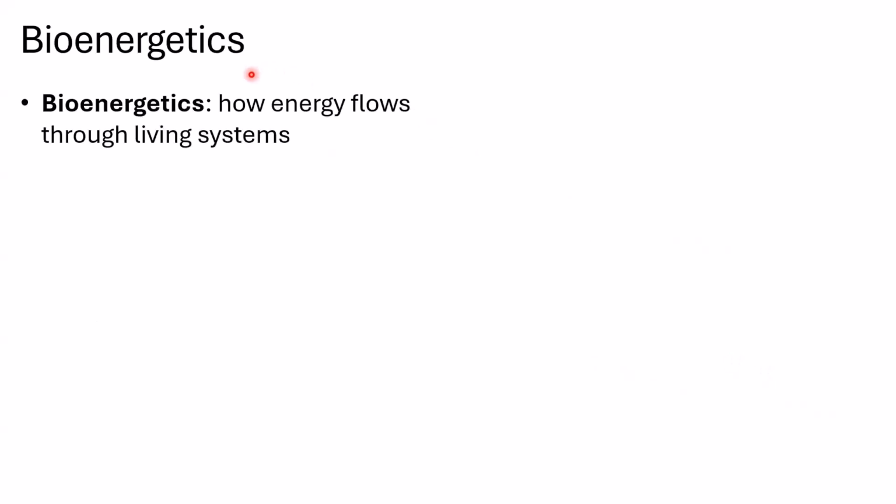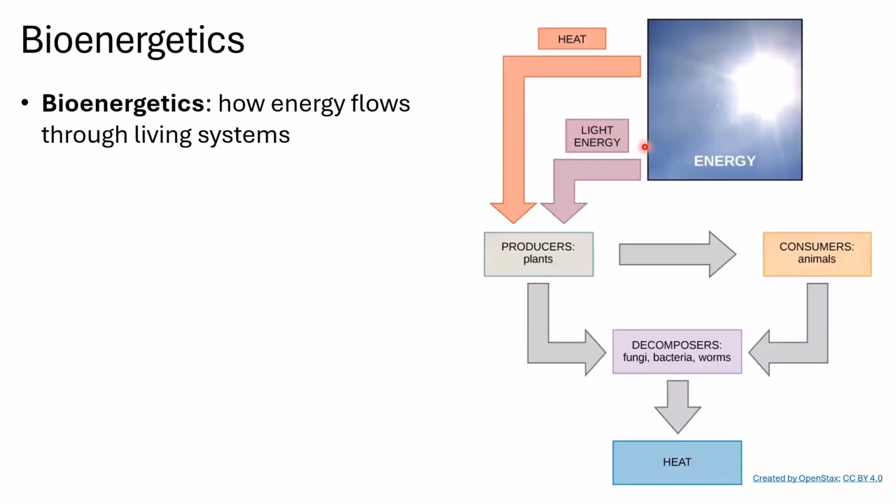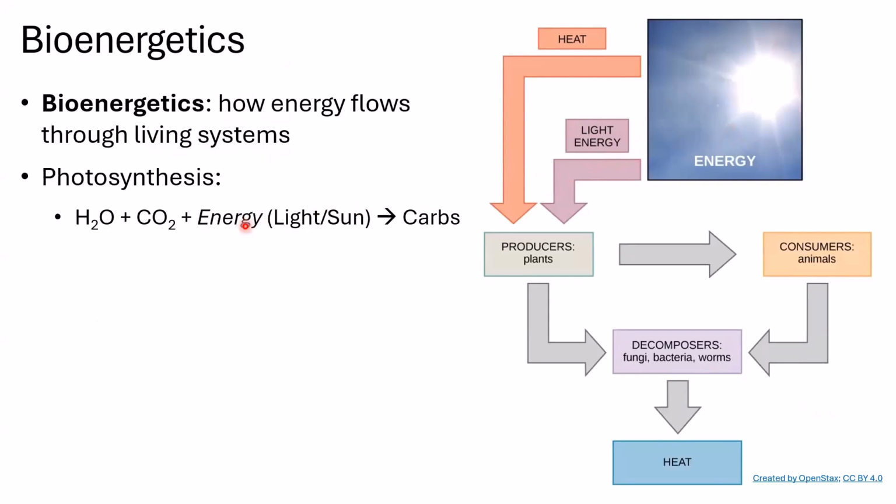Bioenergetics refers to how energy flows through living systems. All of the energy that living organisms use is derived from the light energy provided by the sun. Photosynthesis, which we will learn about soon, is the process that takes the light energy and converts it into chemical energy stored in carbohydrates. This is done by what we call producers, which are often plants.